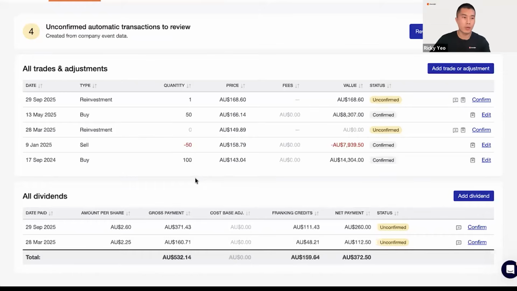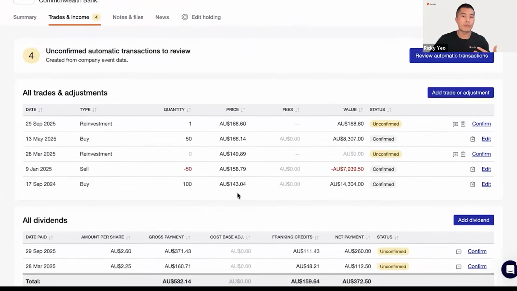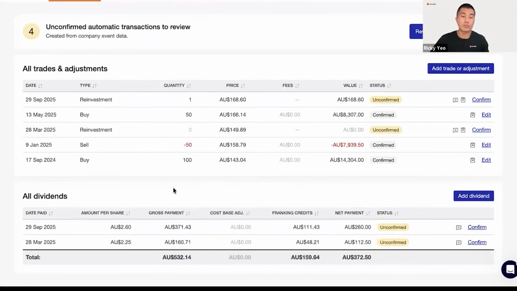Or there will be cases where, at the beginning when you buy some shares, you might receive cash instead of reinvestment, and then at some point you decided to do a dividend reinvestment.